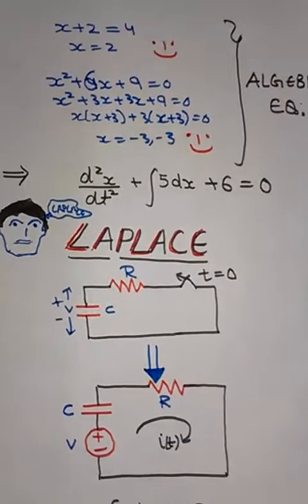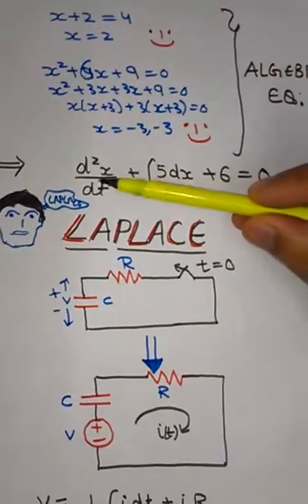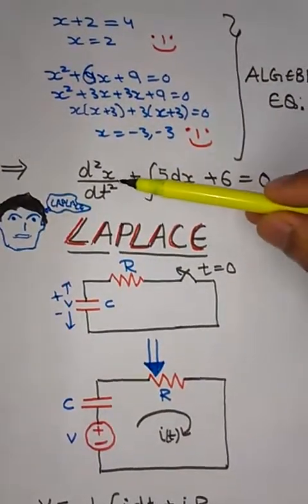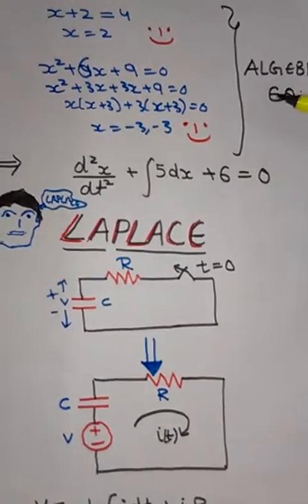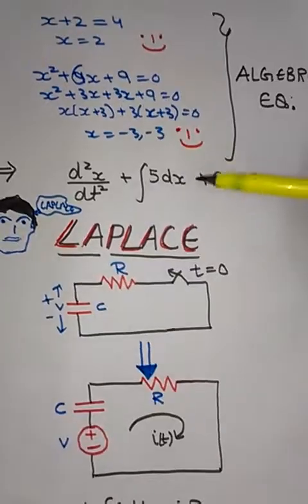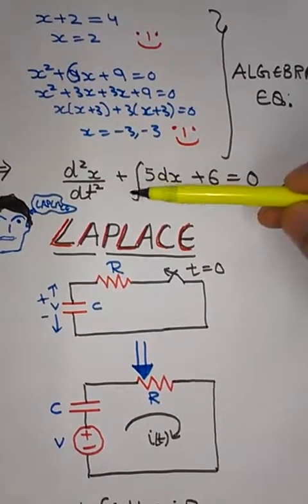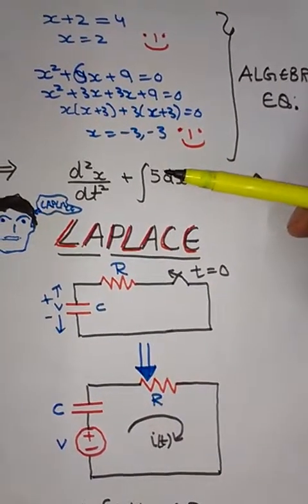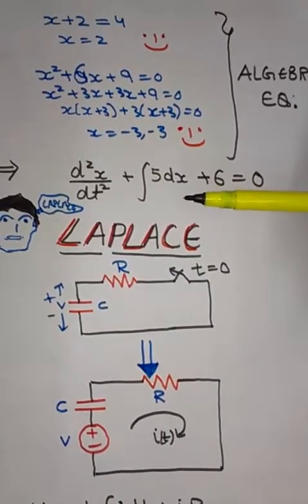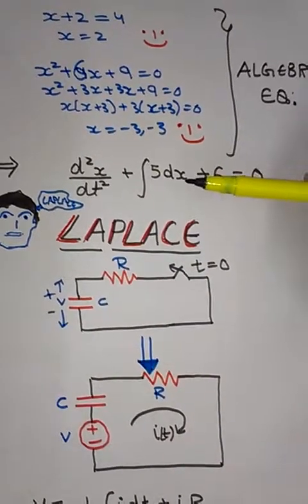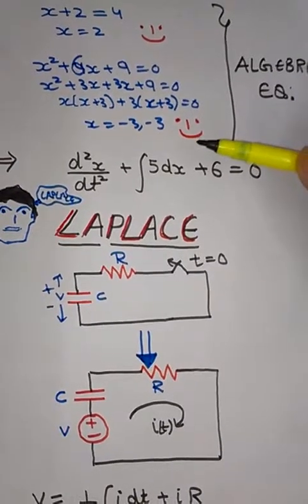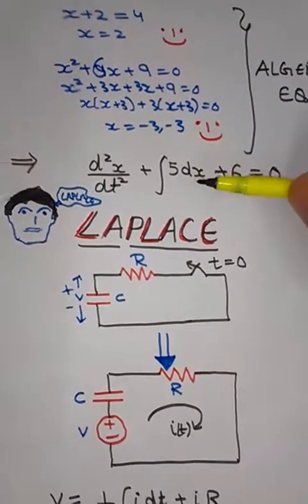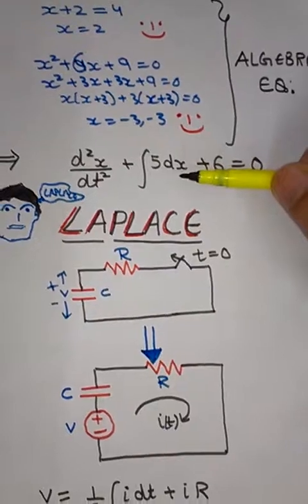But now this is a tough one. Solve this equation: d squared x upon dt squared plus the integration of 5 dx plus 6 equals 0. Now you have to think, because solving this is not really easy. Although you must have studied in your engineering classes that there are three methods to solve this: the first is Laplace, the second Fourier, and the third the classical method. In this video we will discuss the Laplace transform.